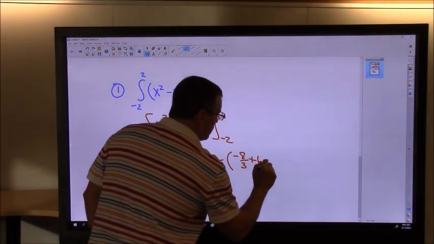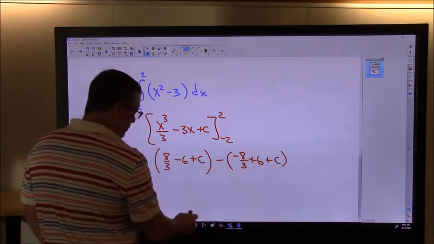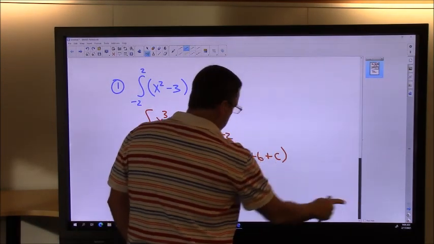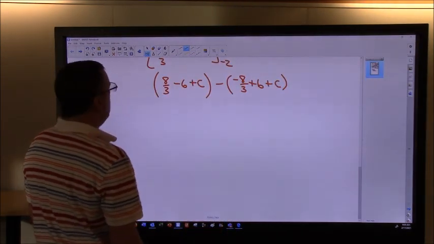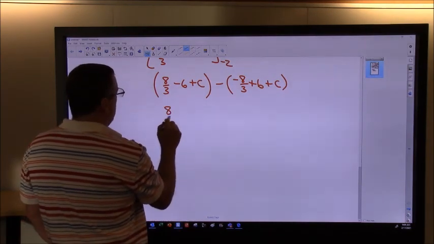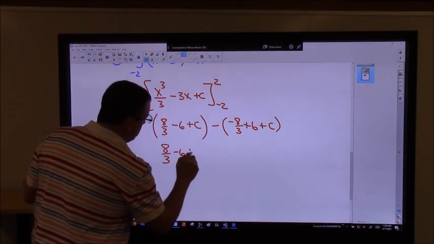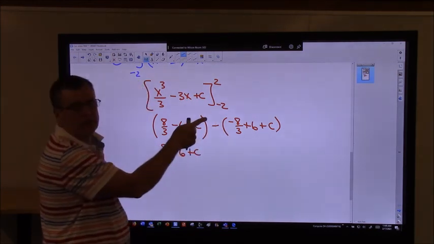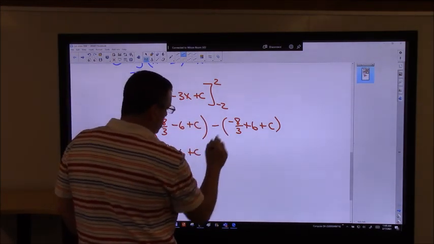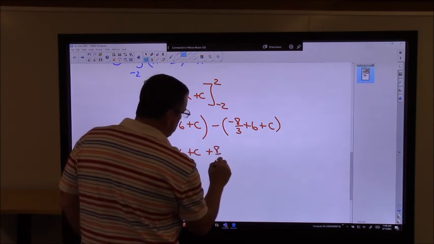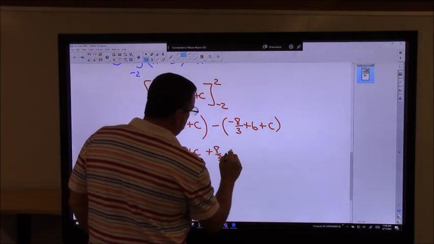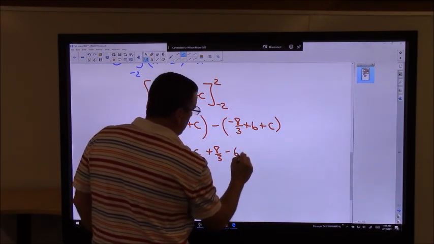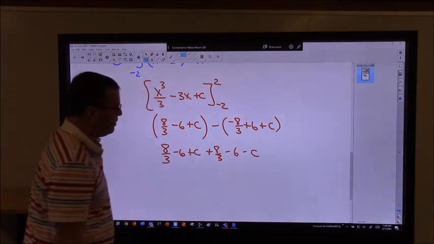And then plus c. And then what I need to do is distribute that negative sign. So I get 8 thirds minus 6 plus c. Here I have to distribute that negative sign to all three of these terms. So this will become a positive 8 thirds. This will become minus 6. And that'll become minus c.